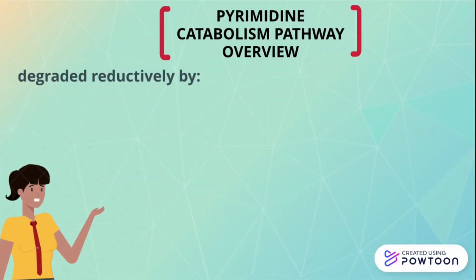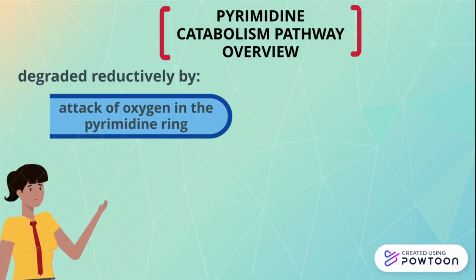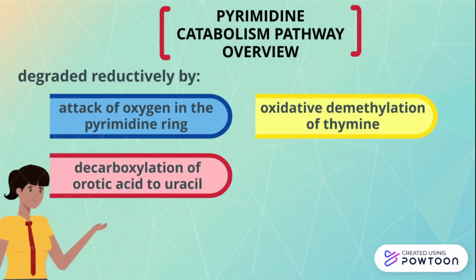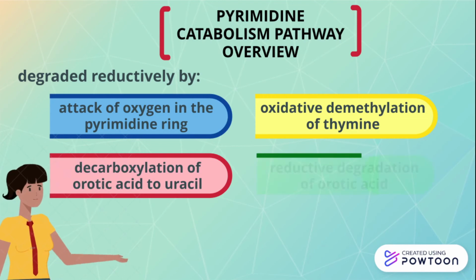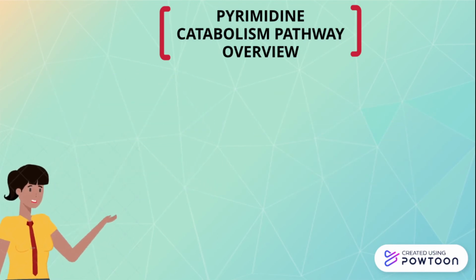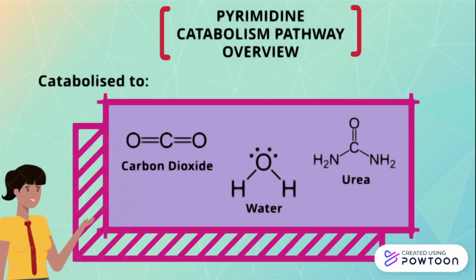Pyrimidines can be degraded reductively, oxidatively by attack of oxygen on the pyrimidine ring, by oxidative demethylation of thymine, by decarboxylation of orotic acid to uracil, and by reductive degradation of orotic acid. Pyrimidines are ultimately catabolized to carbon dioxide, water, and urea.